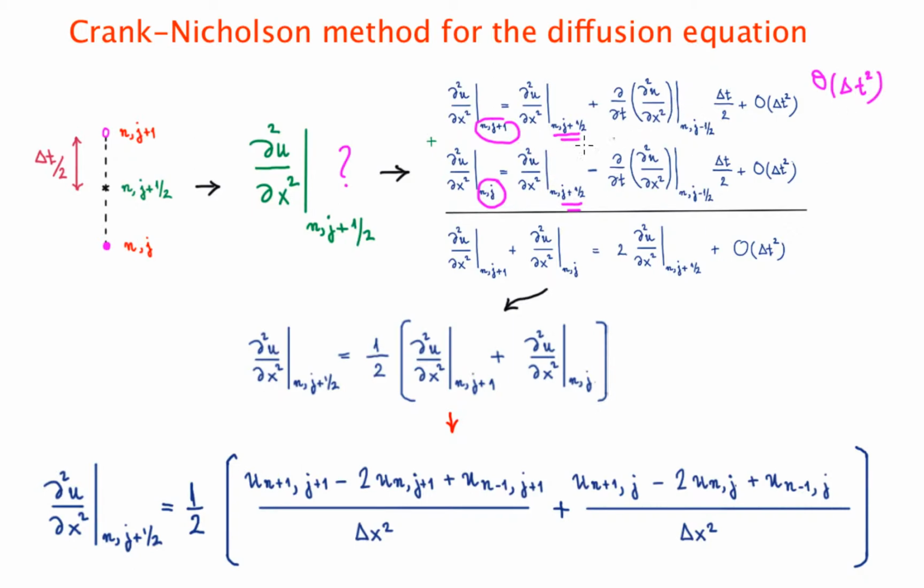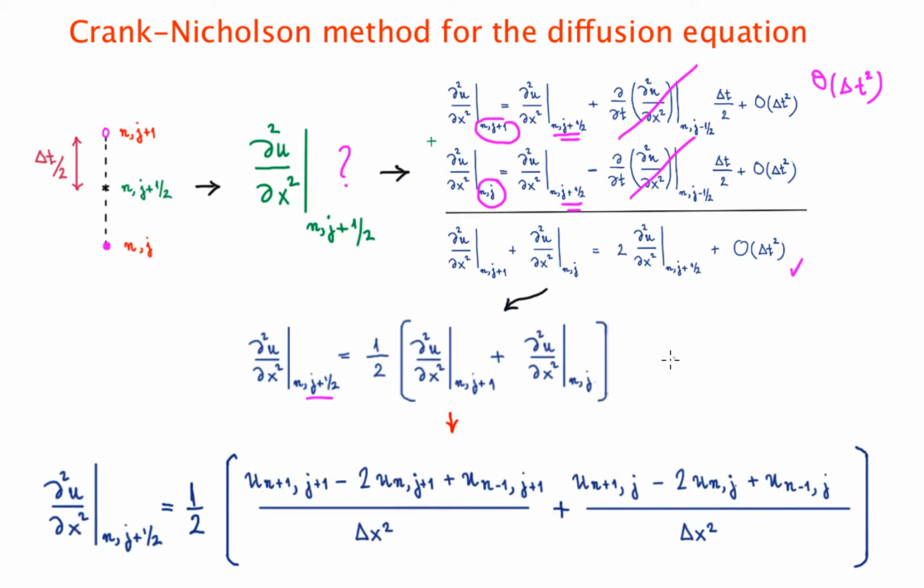For that, we are going to take the sum of these two expansions so that the linear term will vanish. Summing these two, the sum of these contributions is equal to 2 times this one, plus the error, which is the square of delta t. This is what we wanted. So the second order partial derivative of u with respect to x, evaluated at this intermediate point, is just the average of the second order partial derivative of u with respect to x evaluated both here and here.